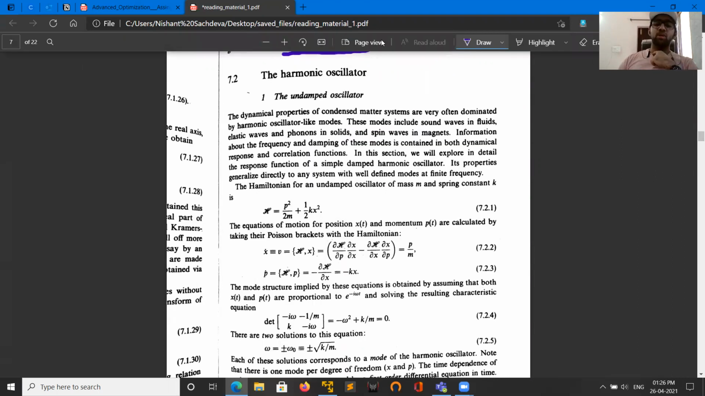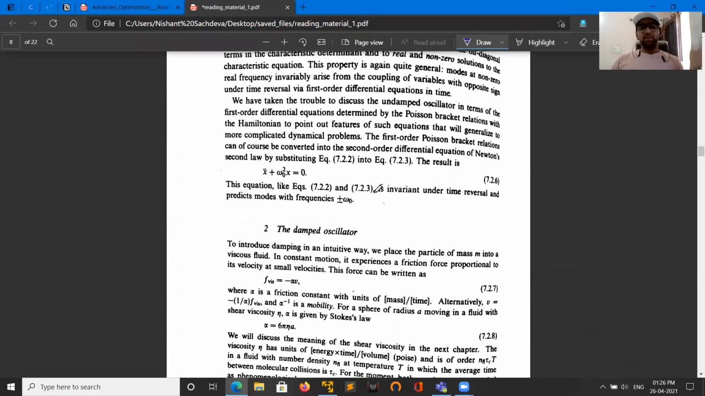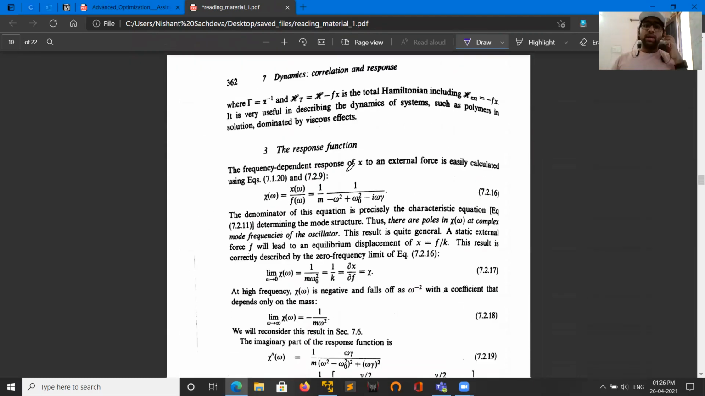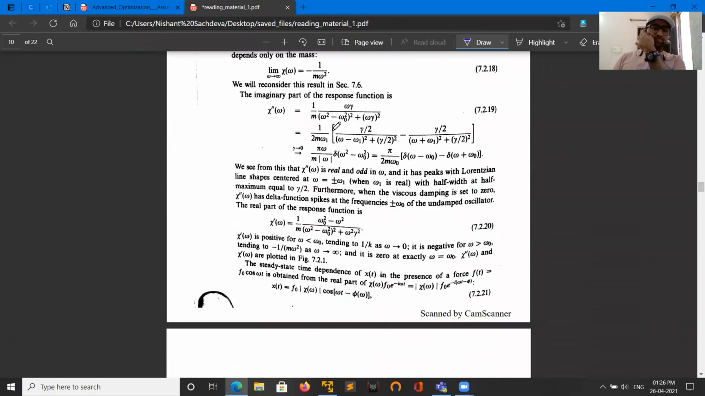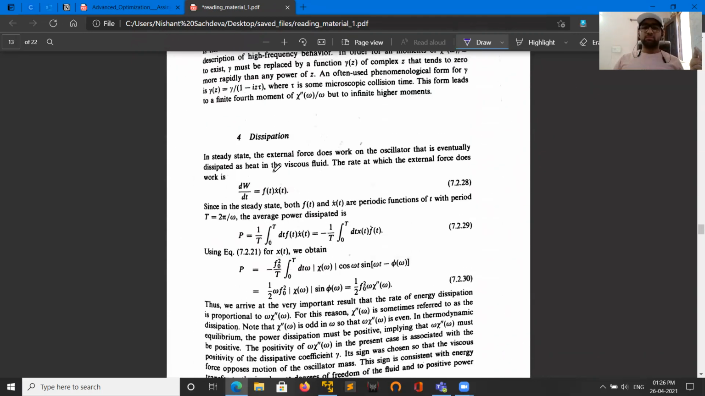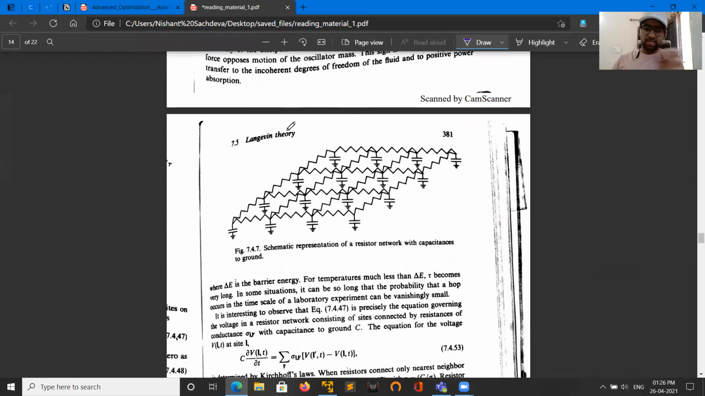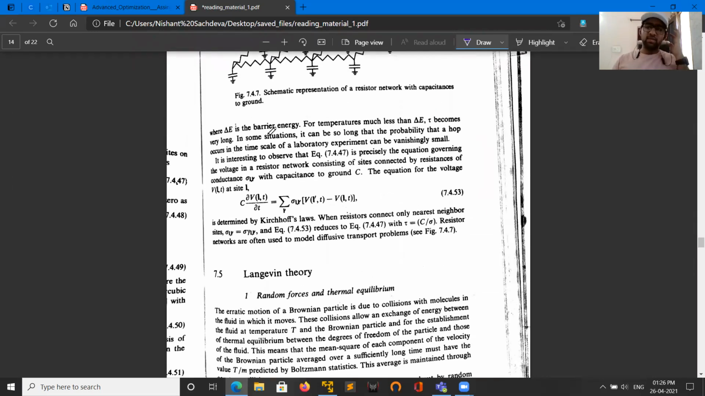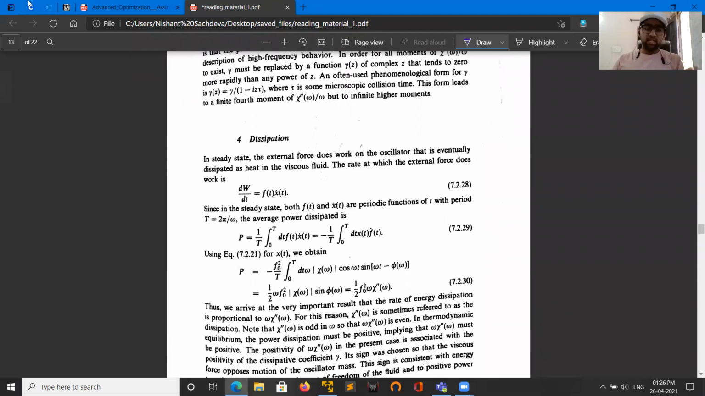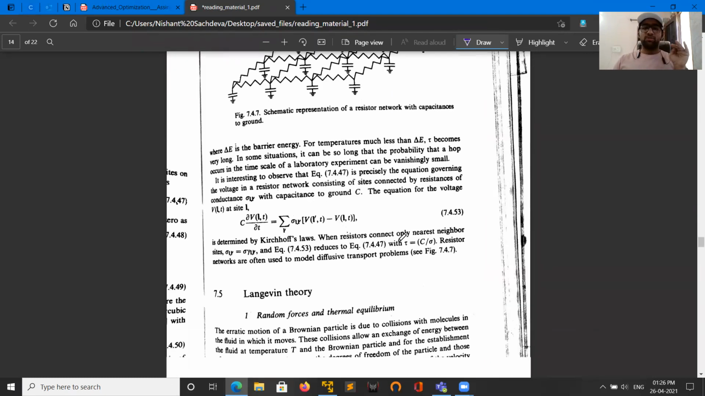Okay. So what do we have here? We'll get an overview of this and then we'll go to the details. So for the harmonic oscillator, we'll study the undamped oscillator. Then we'll go to the damped oscillator, which is kind of obvious. And then we'll study the response functions. Thereafter, we'll see the dissipation mechanisms, energy dissipation, which is basically when we go into the damped oscillator. So there's dissipation of heat there. That's what we'll study as section 4 of the harmonic oscillator.